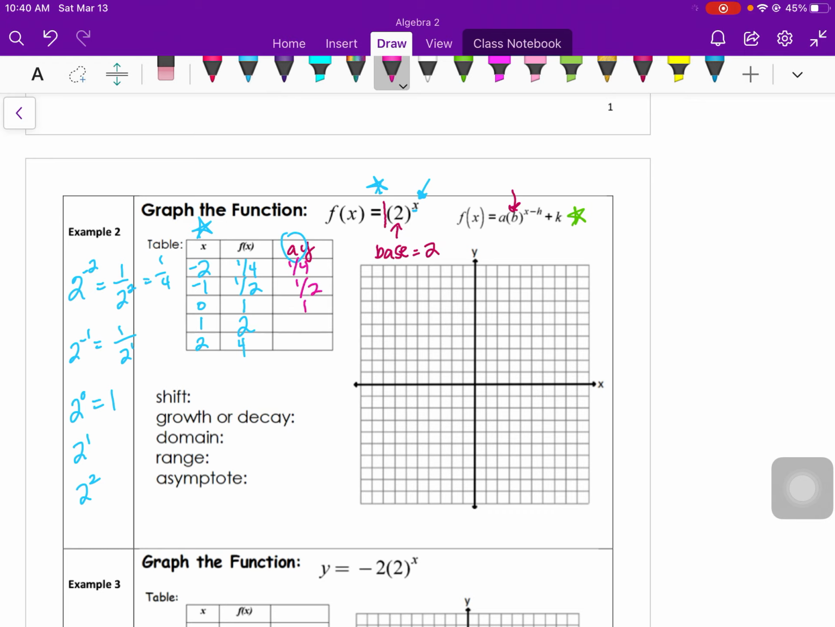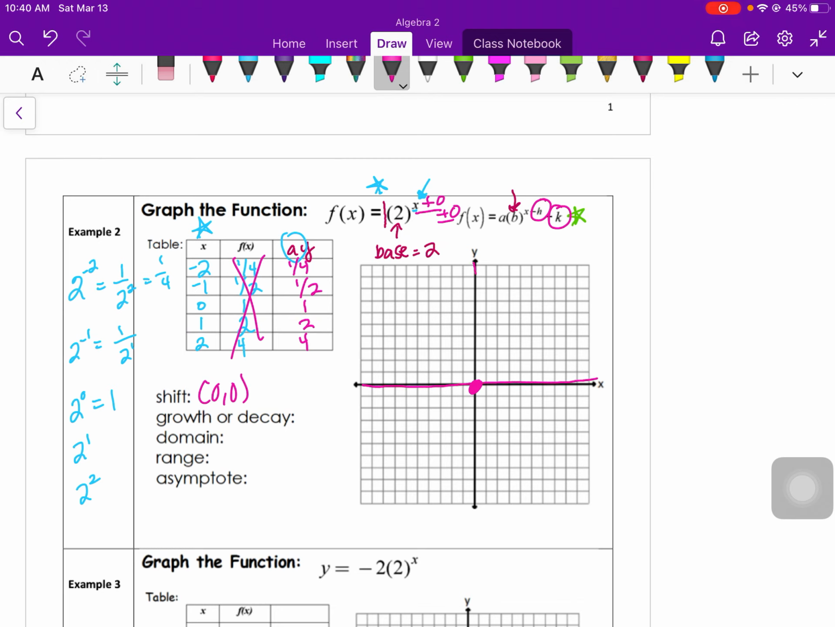1/4, 1/2, 1, 2, 4. And then we can cross that guy off. So our shift, if you notice here, HK, we do not have an HK. So this is like a +0 and a +0. Our HK is 0, 0. This one is going to be an origin of 0, 0.